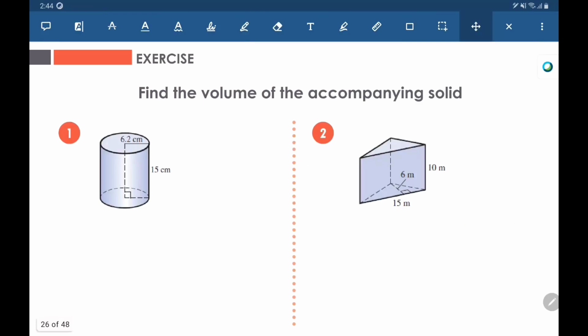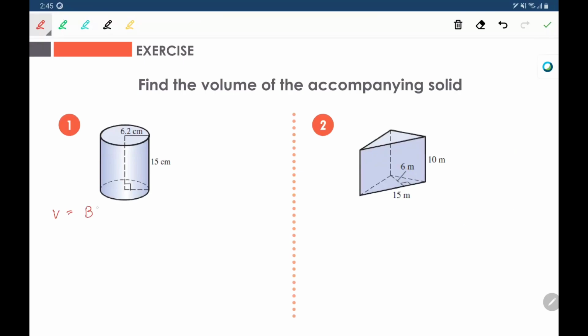Let's try to find out the volume of these solids. The first one is the cylinder. The volume of the cylinder means the base of the cylinder times the height of the cylinder. So the base, this is the circle, right? The base is pi r squared times h. What is r? The radius. This one is r. So you replace r by 6.2 centimeters squared times h, which is 15 centimeters. Then the result is 1811.44 cubic centimeters.